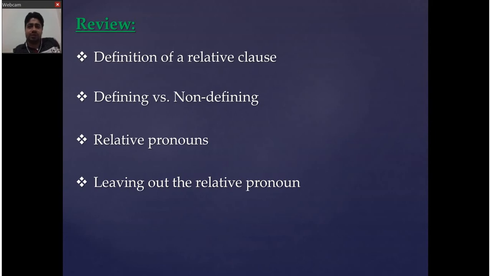For example, you can say, the book which I read was interesting. In this case, you can delete which because it refers to an object, and you can simply say, the book I read was interesting. The other case was when it follows a superlative adjective. For example, you can say, he was the nicest person whom I ever met. You can delete whom in this sentence and simply say, he was the nicest person I've ever met.